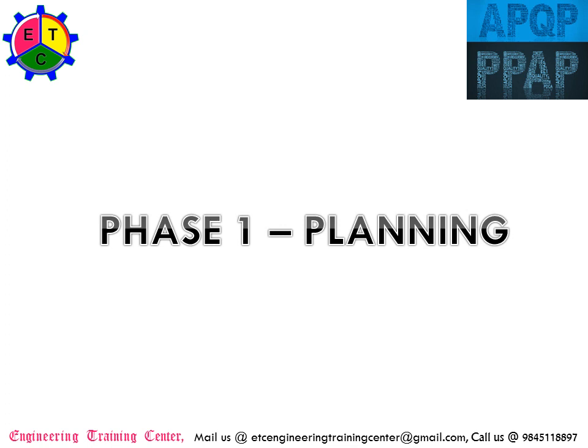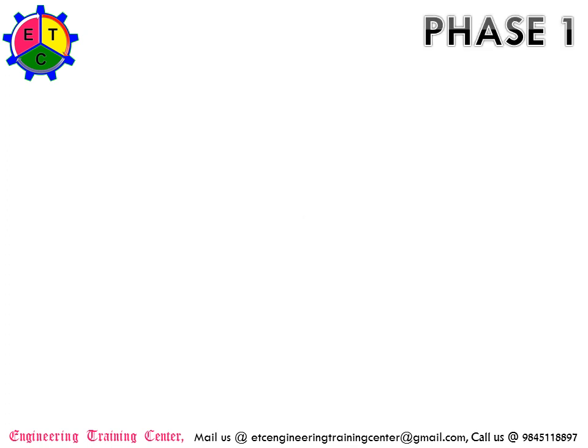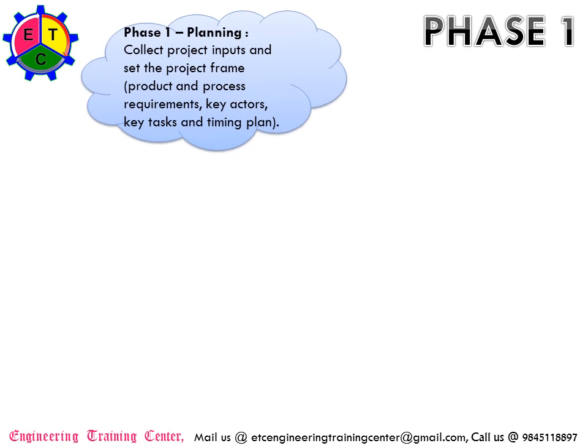So as we discussed in the earlier videos, during the planning phase, what are all the activities that need to be accomplished, what are all the deliverables, and what is the gate exit deliverable of phase 1, that we will look into in detail. So phase 1, we know that it is a planning phase to collect the project inputs and set the project framework: the basic product and process requirements, key actors, key tasks, and timing and plan.